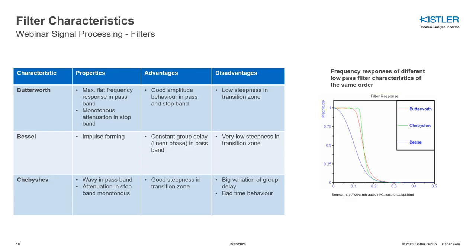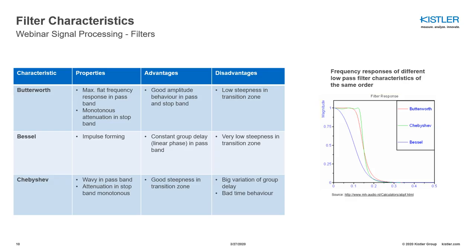You can see this if you compare the Butterworth characteristic, which is the red characteristic, with the Chebyshev. The steepness is lower than the Chebyshev characteristic. If you're having a look at the Bessel characteristic, the properties here are mainly impulse forming. The advantage of this characteristic is a constant group delay in the passband. And the disadvantage, which you can clearly see in the frequency response graph, is a very low steepness in the transition zone.